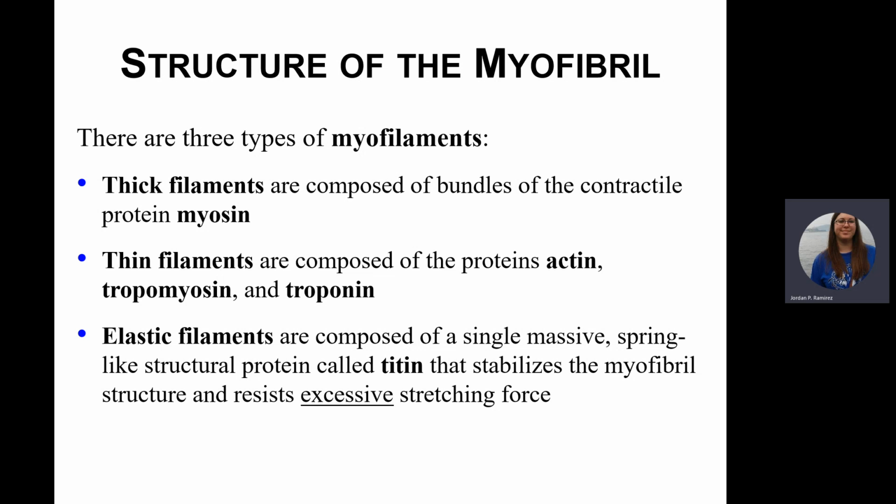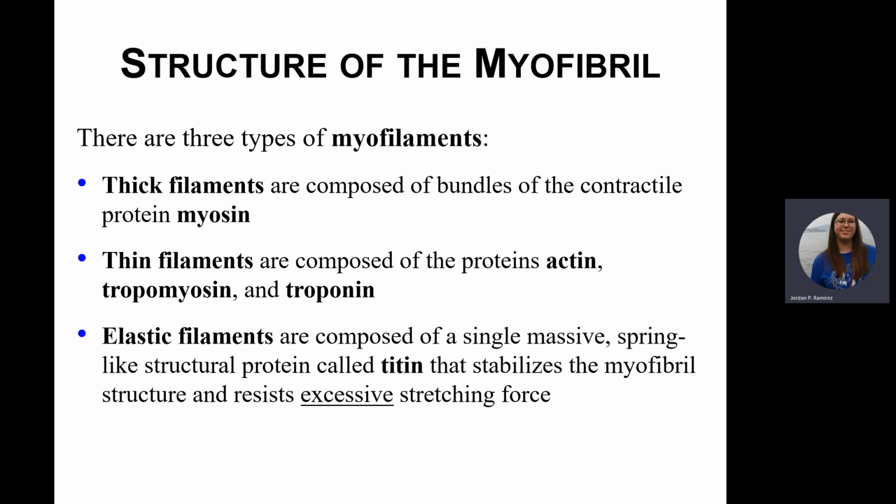Okay, so thick filaments are composed of bundles of the contractile protein myosin. Thin filaments are composed of the proteins actin, tropomyosin, and troponin. If you work in the medical field, you will know that this troponin sounds very familiar. Typically associated with the medical field, that's your cardiac version of troponin. We're specifically talking about skeletal muscle troponin, but it's roughly the same thing. You also have elastic filaments, which are composed of a single massive spring-like structural protein, which is one of my favorite ones. It's called titin. That's going to stabilize the myofibril structure and resist excessive stretching forces. Again, maintaining that structure.